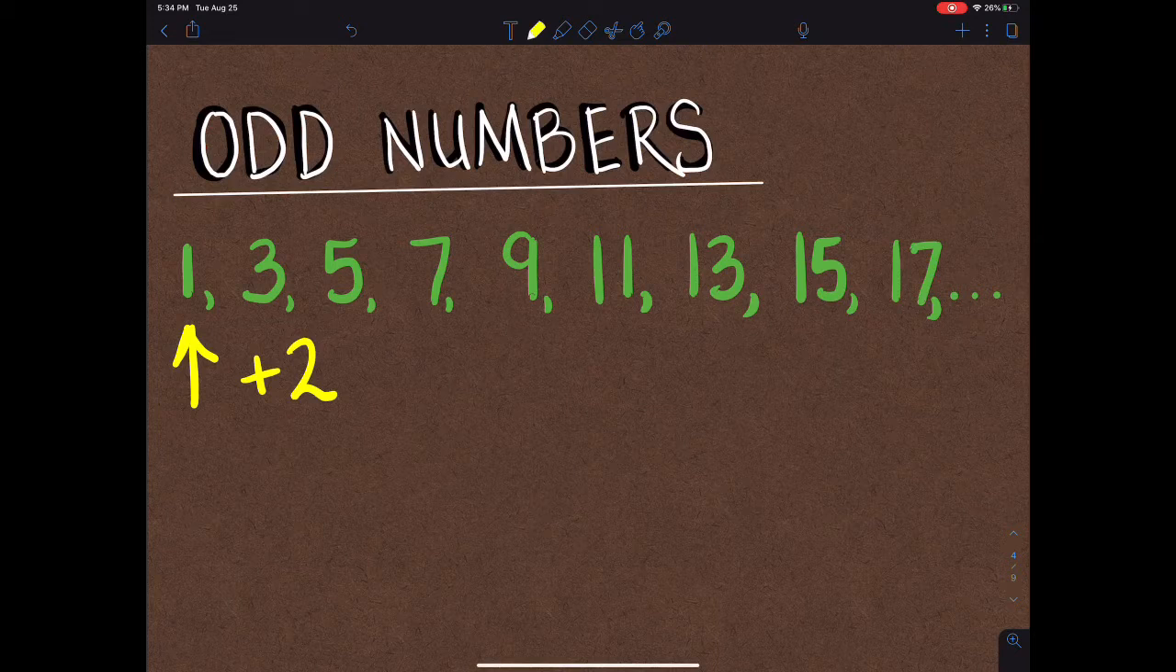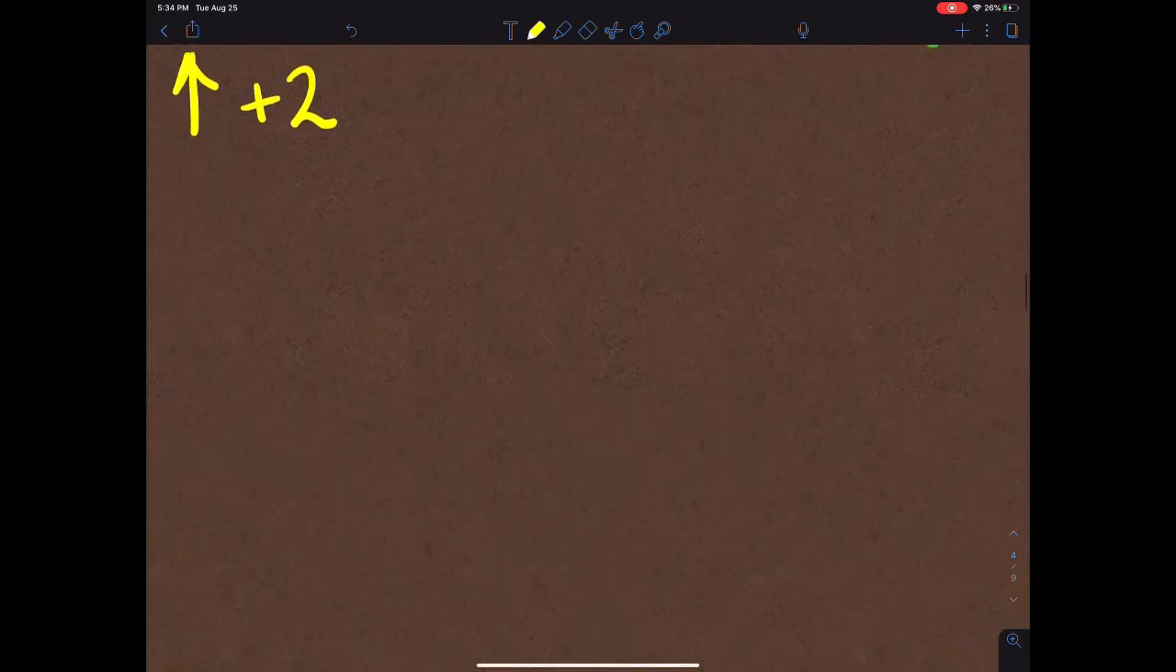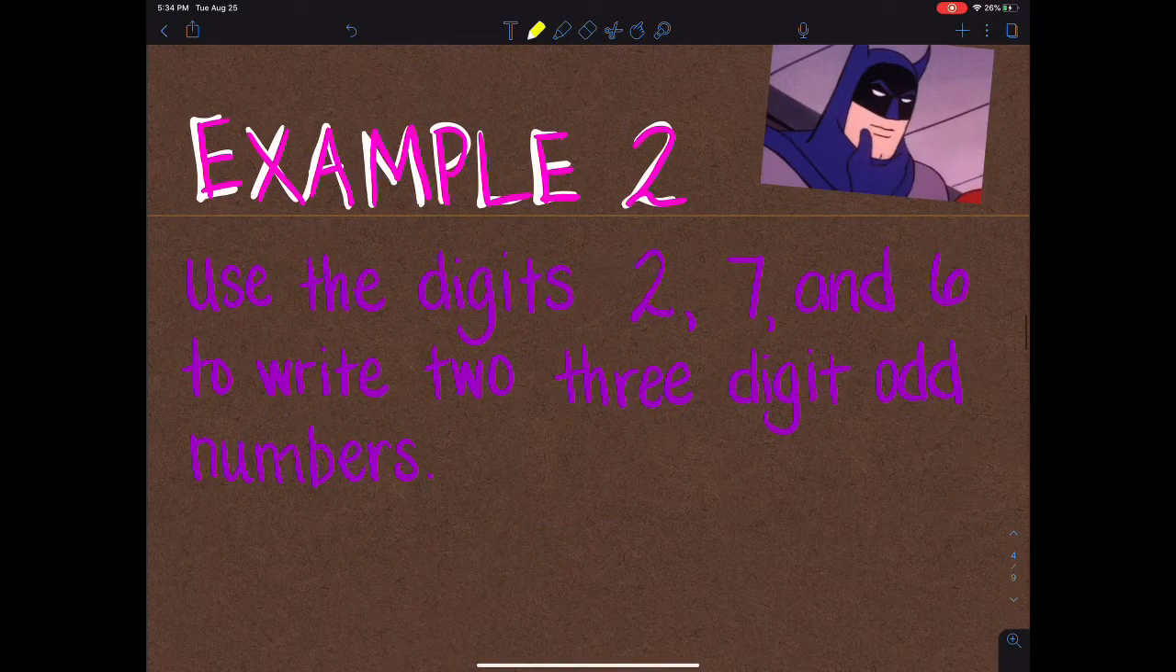So if you start with 1 and you add 2, you get 3. Add 2 to that, you get 5. Add 2 to that, you get 7. And this will also go on forever and ever. You can tell that because of these 3 dots at the end. That means that it's a sequence that goes on forever and ever. And this is a sequence of odd numbers. Okay? So let's go on to example 2.